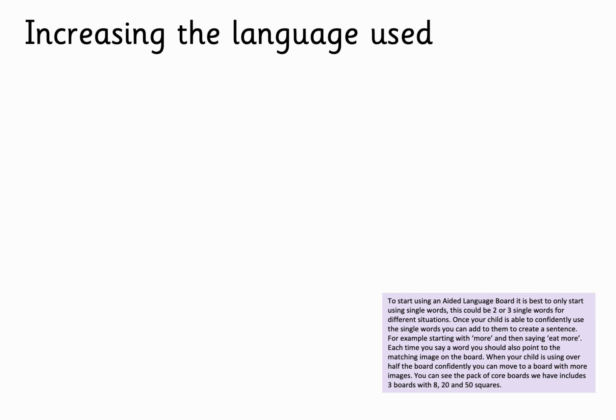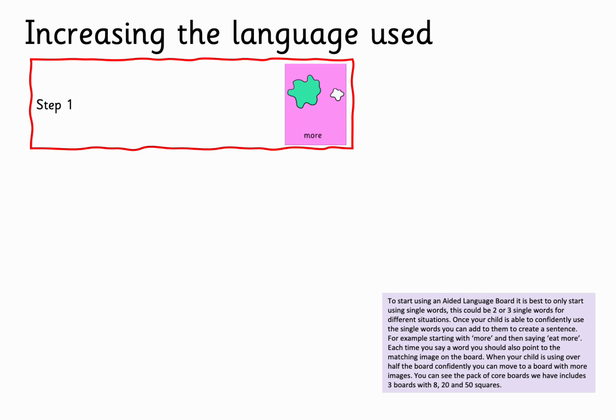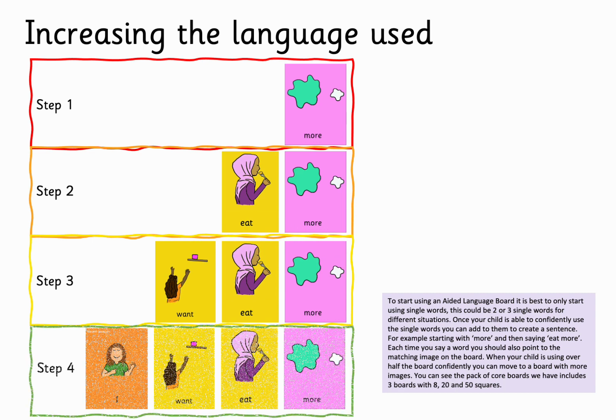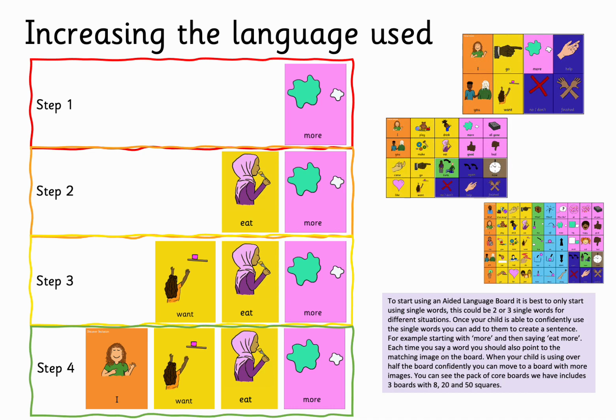To start using an aided language board, it's best to only start using single words. This could be 2 or 3 single words for different situations. Once your child is able to confidently use the single words, you can add to them to create a sentence. For example, starting with more and then saying eat more. Each time you say a word, you should also point to the matching image on the board. When your child is using over half the board confidently, you can move to a board with more images. You can see the pack of core boards we have includes 3 boards with 8, 20 and 50 squares.